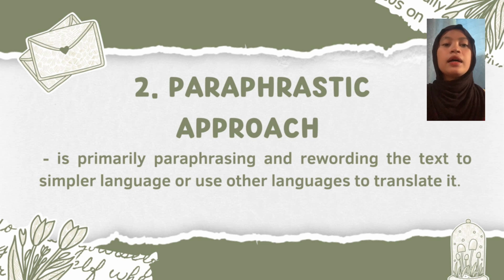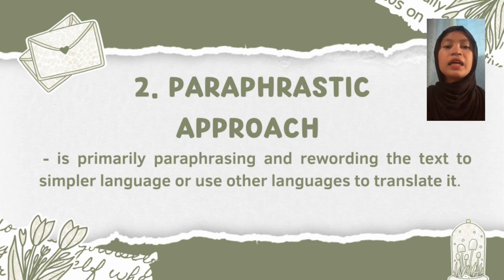The paraphrastic approach rewords the story in simpler language. It retells the text to students to help them understand. It also uses simple terms to explain what the story is about. It also discusses what the author says in the text and gets the student to tell the storyline of the text.